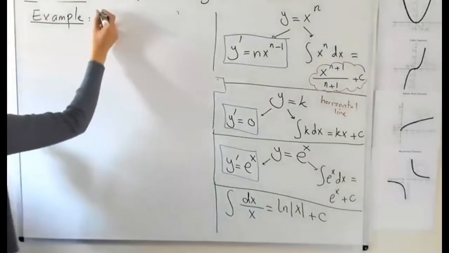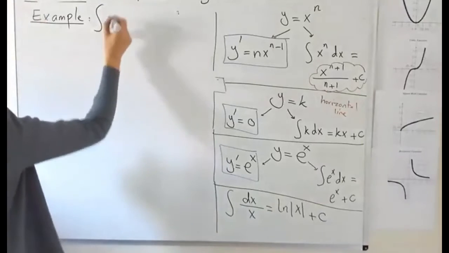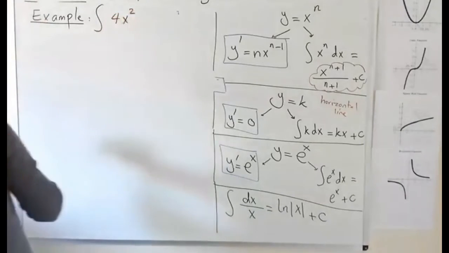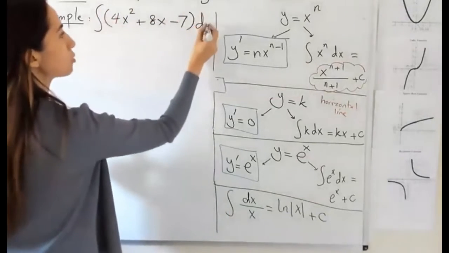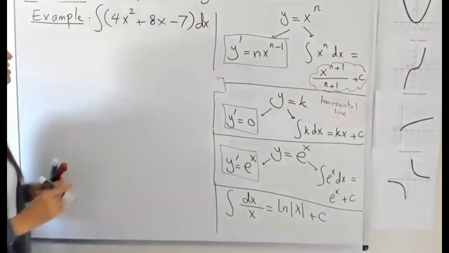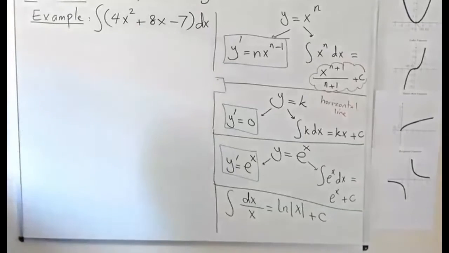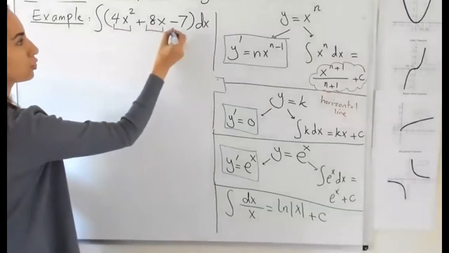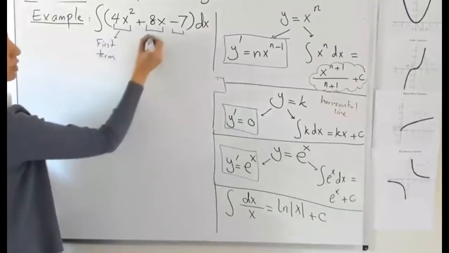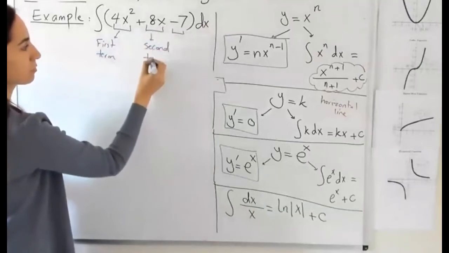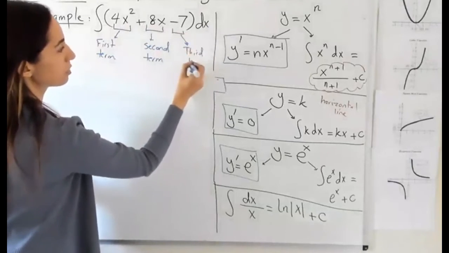So here you have the integral. Now we have a polynomial, a combination of some terms: 4x squared plus 8x minus 7. Let's put them in parentheses to make sure that all of these terms are inside the integral. And our goal is to find this integral. How many terms do we have? We have 1, 2, 3 terms. This is your first term. This is your second term. And this is your last term, the third term.